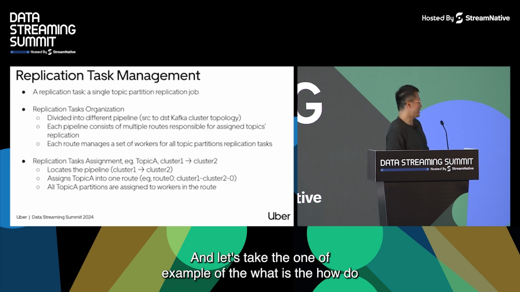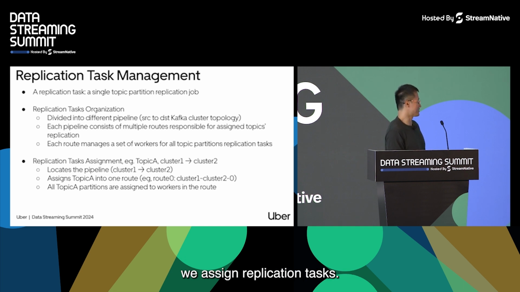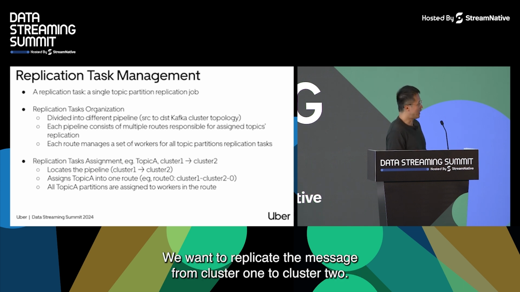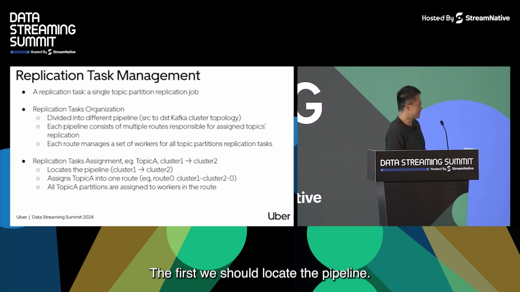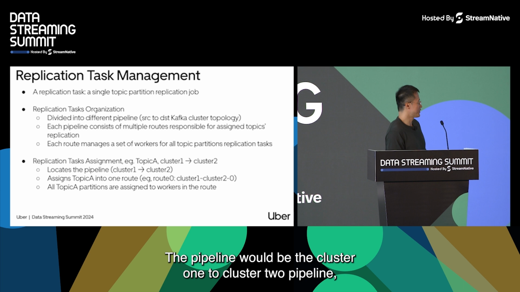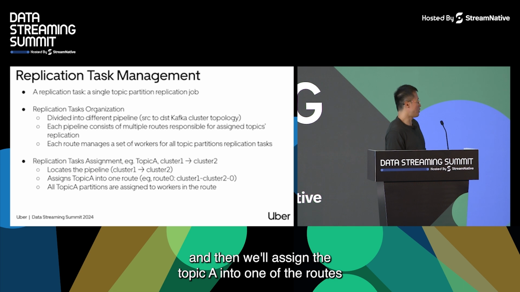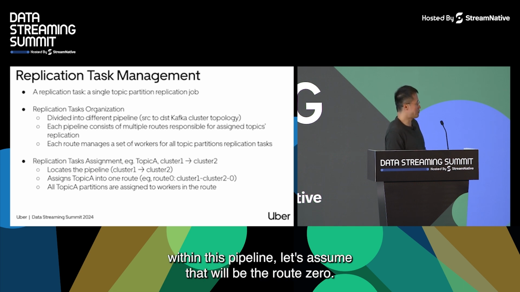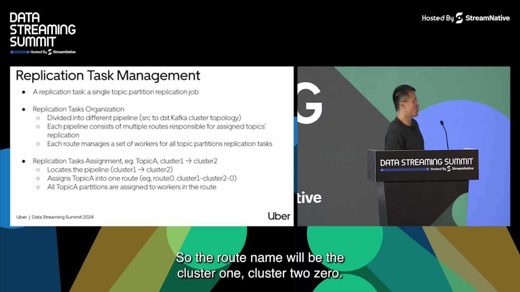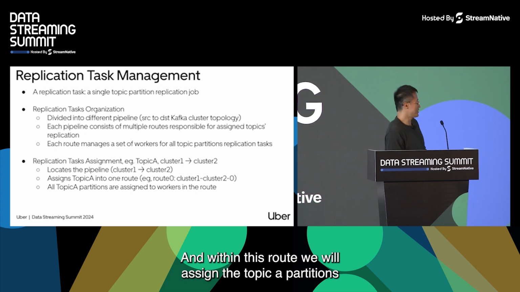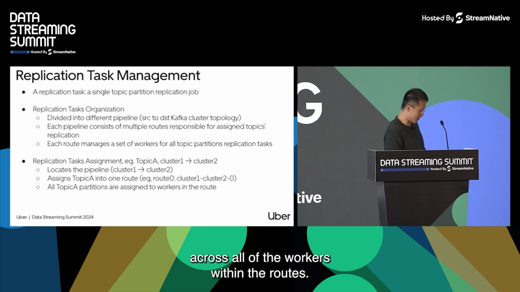jobs. Let's take one example of how we assign replication tasks. Let's take the example of topic A. We want to replicate the messages from cluster 1 to cluster 2. First, we should locate the pipeline. The pipeline would be the cluster 1 to cluster 2 pipeline. And then we will assign topic A into one of the routes within this pipeline. Let's assume that will be route 0. So the route name will be cluster 1, cluster 2, 0. And within this route, we will assign the topic A partitions across all of the workers within the route.